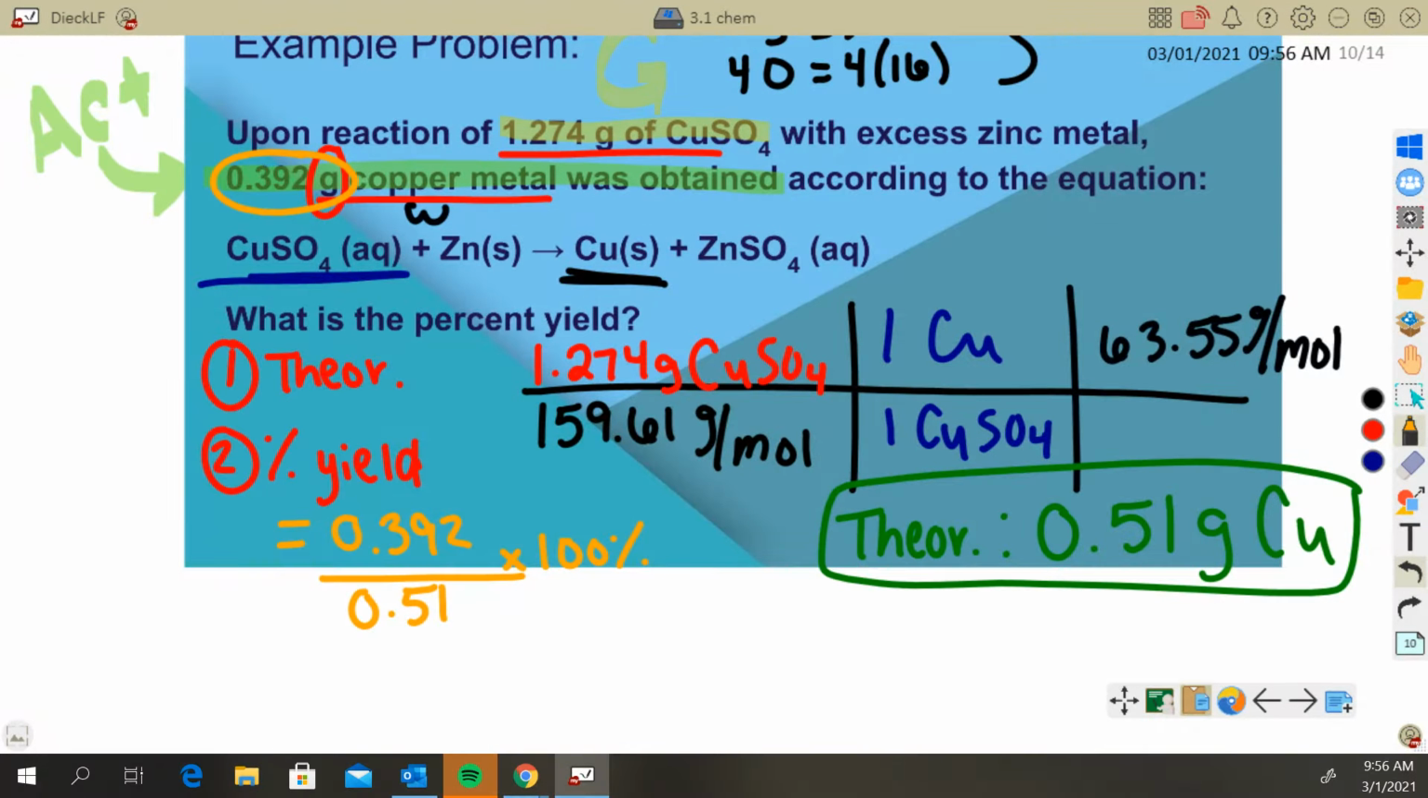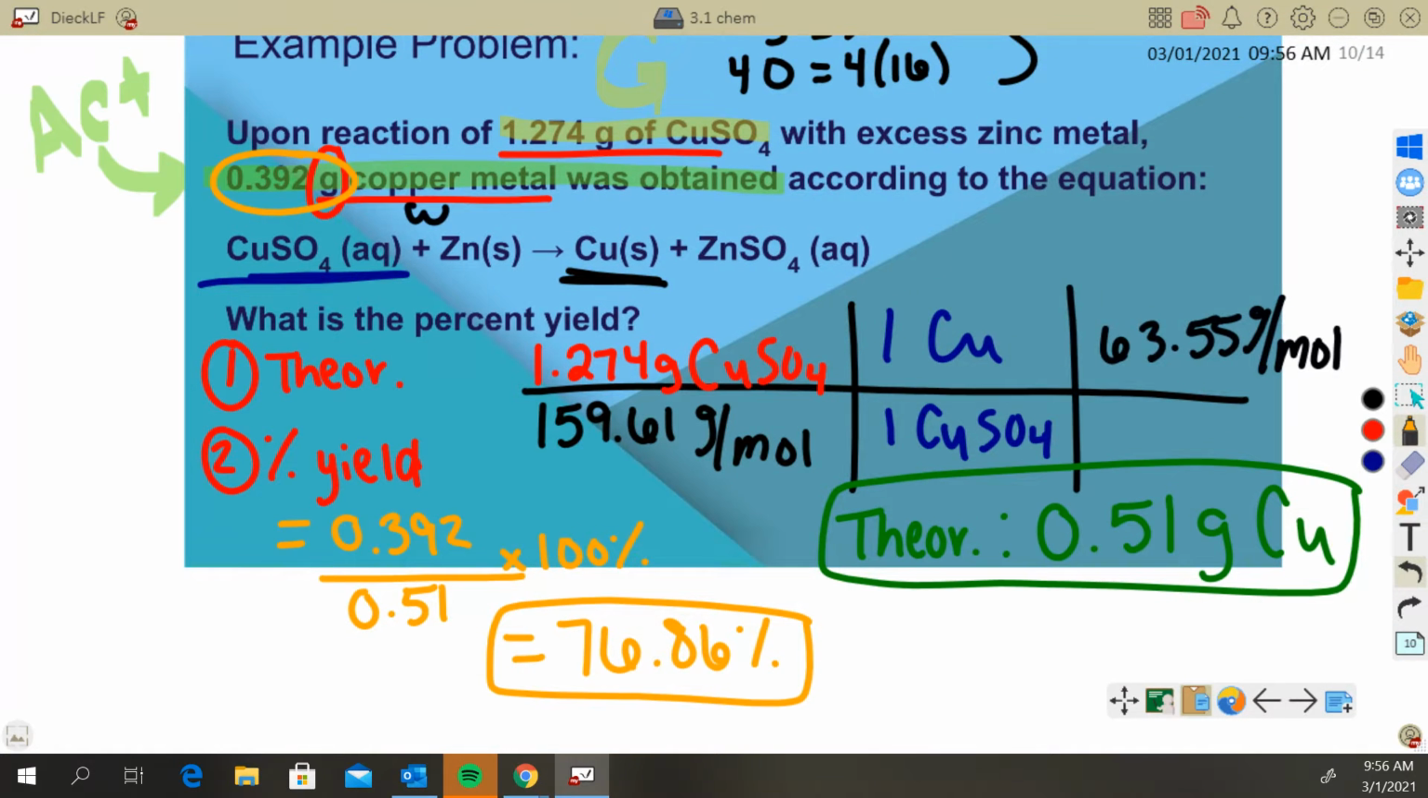And that gives us 76.86. So we came close by 76.86%, or we were that close to what we should have done in a perfect world. Okay. So in a perfect world, we should have had 0.51, but unfortunately in our world, because it's not perfect, we only had 0.392. So we were off.